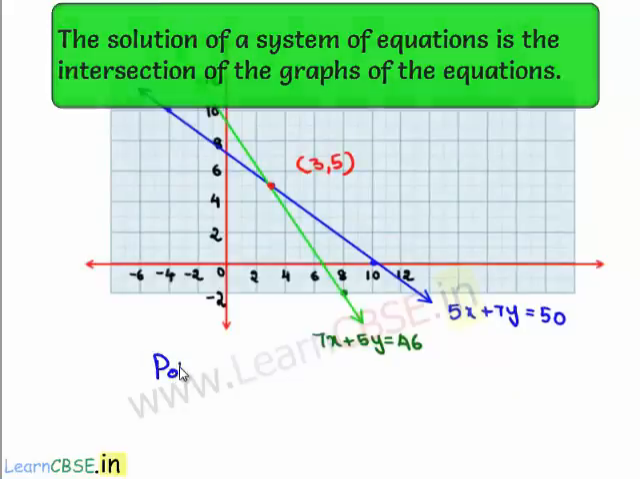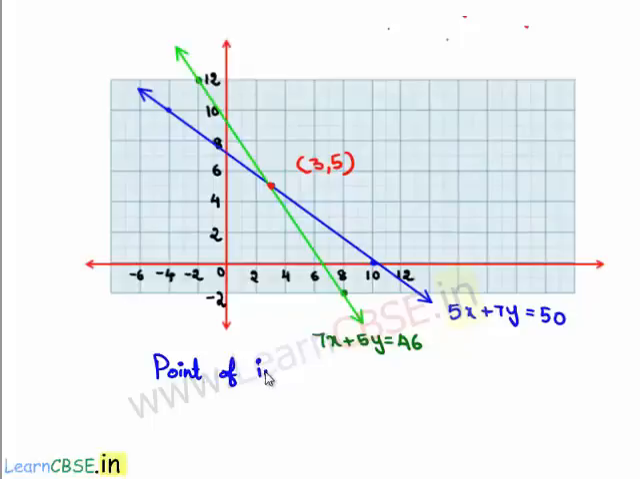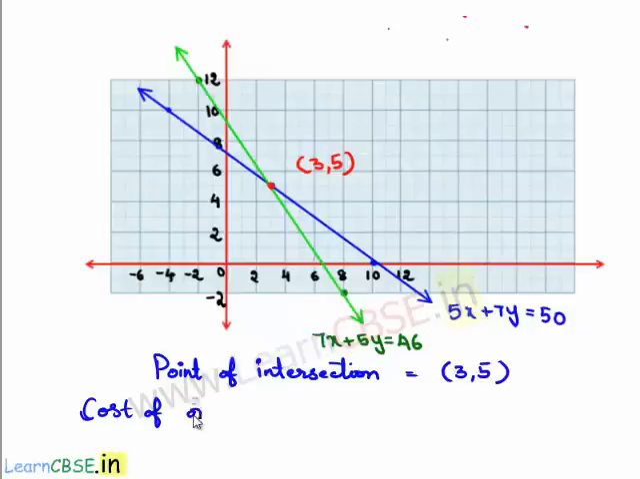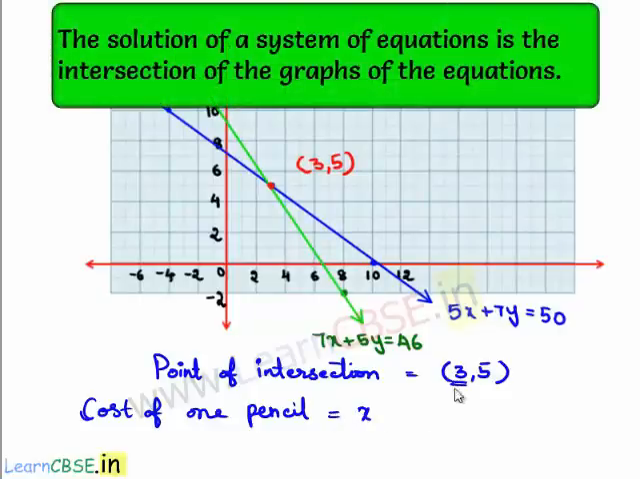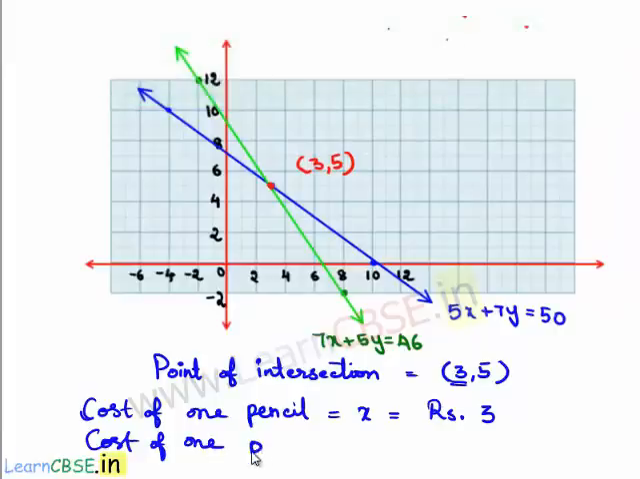Therefore, the point of intersection of the two straight lines is 3, 5. In the beginning, we assumed the cost of one pencil is x, which is nothing but x is 3. So the cost of one pencil is rupees 3. And the cost of one pen is assumed as y rupees. So y is nothing but 5. Hence the cost of one pencil is 3 rupees and the cost of one pen is 5 rupees. This ends our solution.